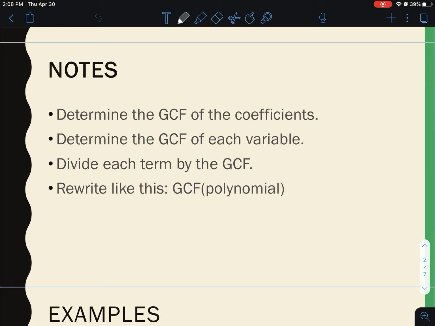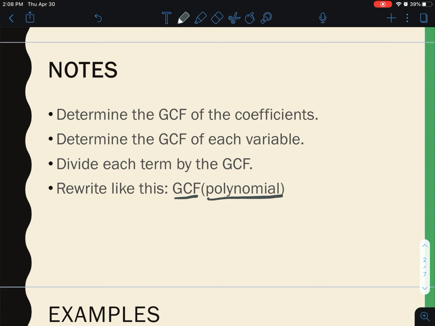First thing you've got to do is determine the greatest common factor of the coefficients. Those are your numbers in the front of your variables. Determine the GCF of each variable. Number 3, divide each term by the greatest common factor. And then number 4, rewrite like this. So you're going to have the greatest common factor, and then your polynomial will be in parentheses.